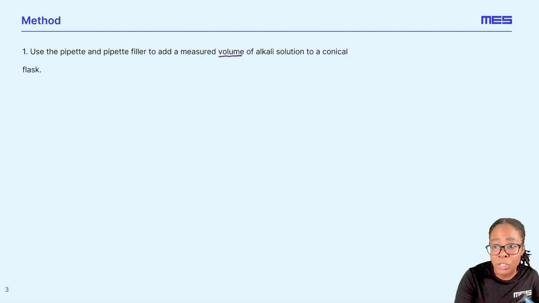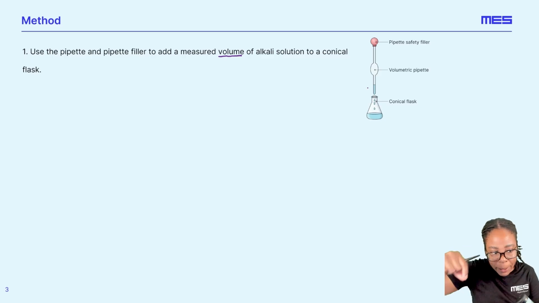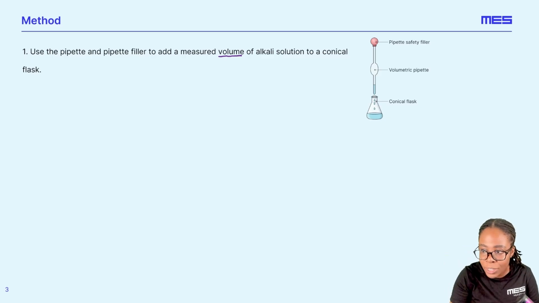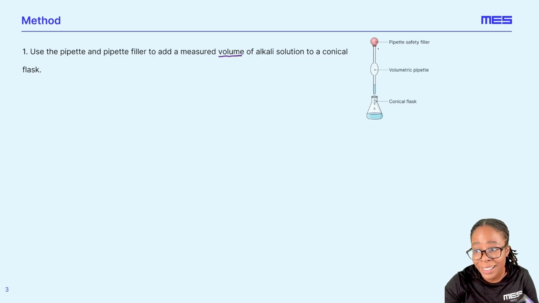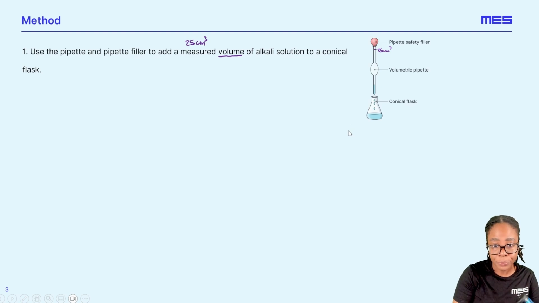And the way that we measure that known volume is using a pipette, not a dropping pipette, that you use to add drops of things, but a volumetric pipette that accurately measures a fixed volume. So if we wanted, for example, 25 centimeters cubed of our alkali solution, then this volumetric pipette would be a 25 centimeter cubed pipette. And then we would have our accurately measured volume of our alkali solution in our conical flask.